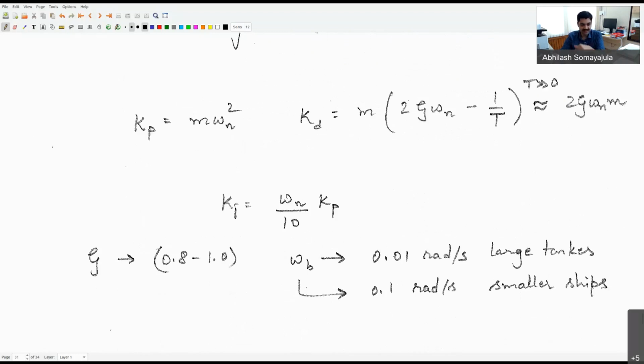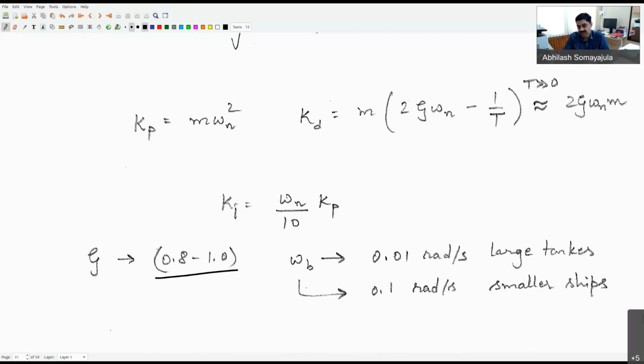Typically, for most marine crafts, you would choose this zeta value to be between 0.8 to 1. So it is kind of close to the critically damped case. You would want to keep it there. So really, what you can play around with is the bandwidth, right? The main design parameter that you as a control engineer can play around with is the bandwidth.